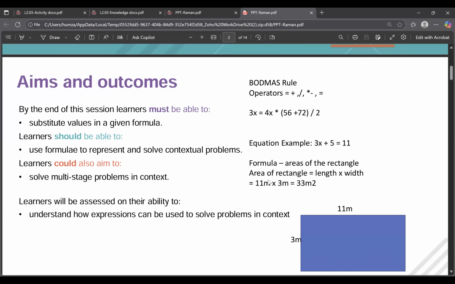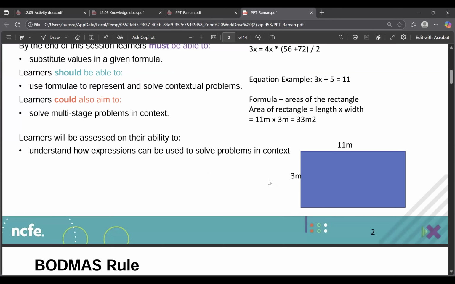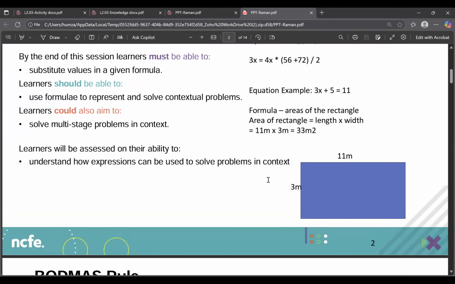So in the example here, you can see 3x equals 4x times (56 plus 72) divided by 2. The equation example here is 3x plus 5 equals 11. Formula: area of the rectangle equals length times width, which equals 11 times 3, which equals 33 meters squared.